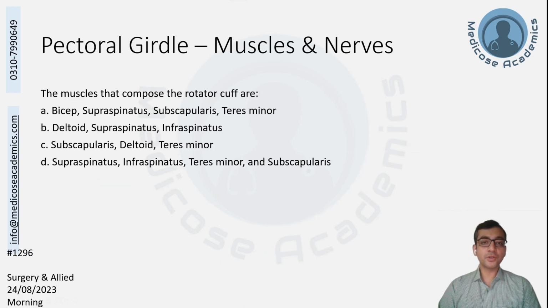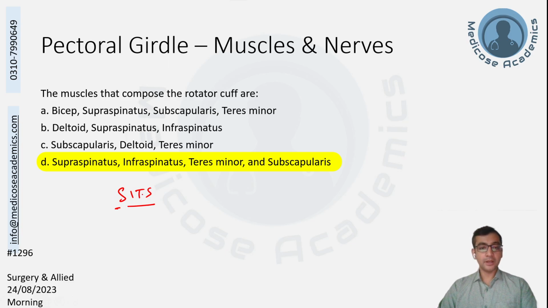The muscles that compose the rotator cuff. It's a simple recall based question. They are simply asking which muscles are making the rotator cuff. These are the four muscles you can easily remember by this mnemonic SITS: supraspinatus, infraspinatus, teres minor, and subscapularis.